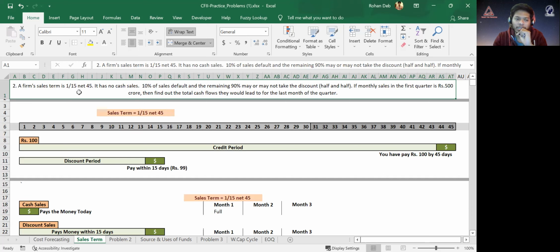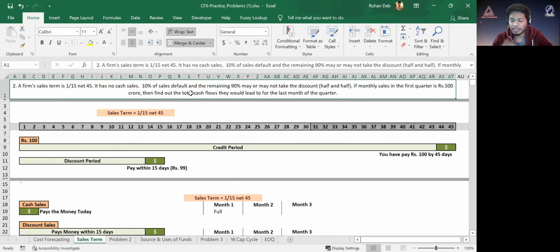A firm's sales term is 1 by 15 net 45. It has no cash sales, 10% of sales default, and the remaining 90% may or may not take the discount, half and half. If monthly sales in the first quarter is 500 crores, then find out the total cash flow that would lead to the last month of the quarter.